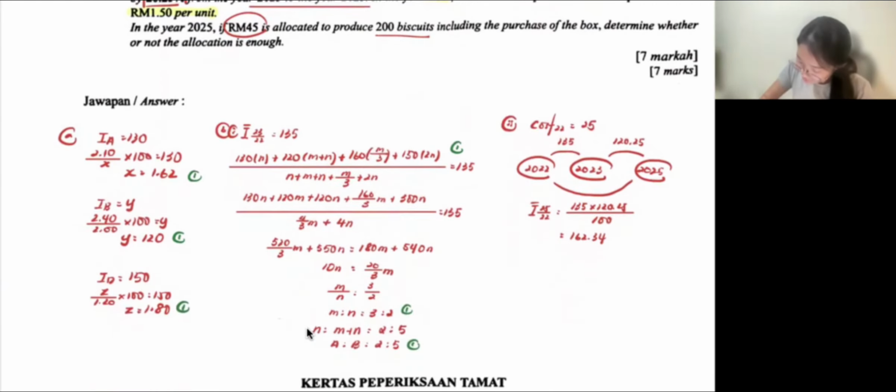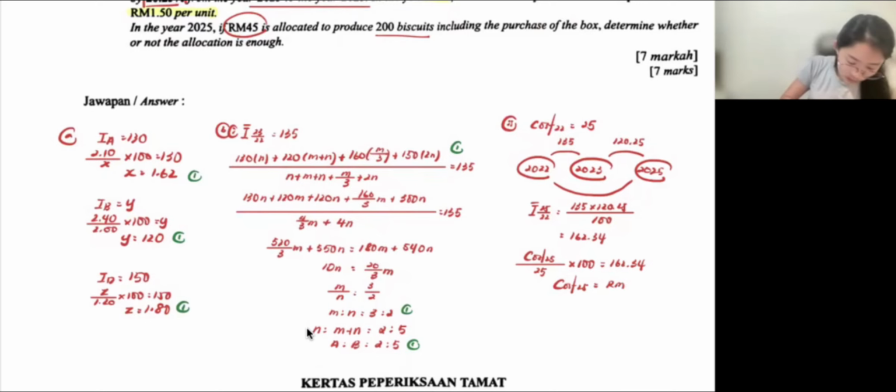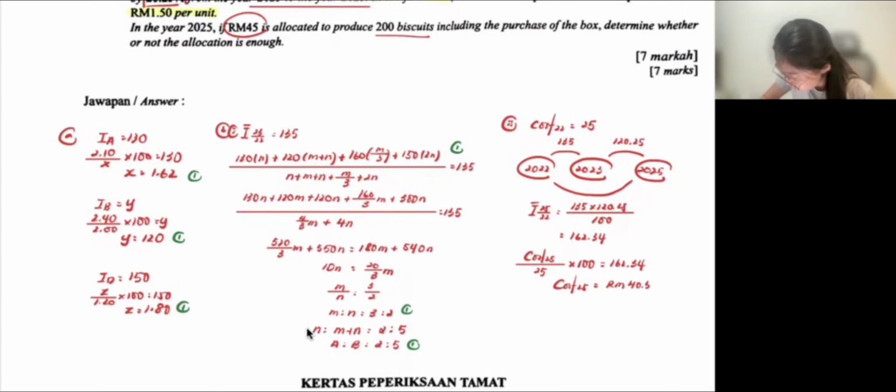Okay, then let us calculate the cost in 2025 first. Since we have 22 is 25, times 100 equals 162.34. So cost in producing 200 biscuits is 162.34 divided by 100 times 25. 40.59. This is the cost to produce 200 biscuits.